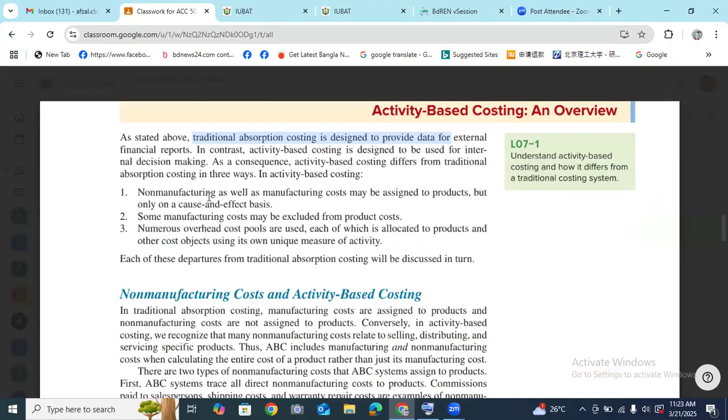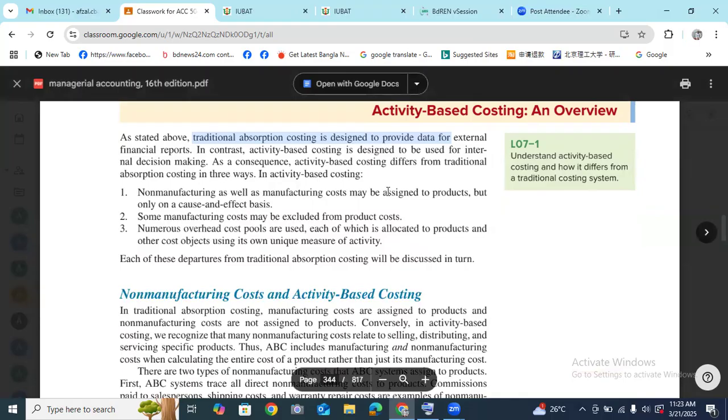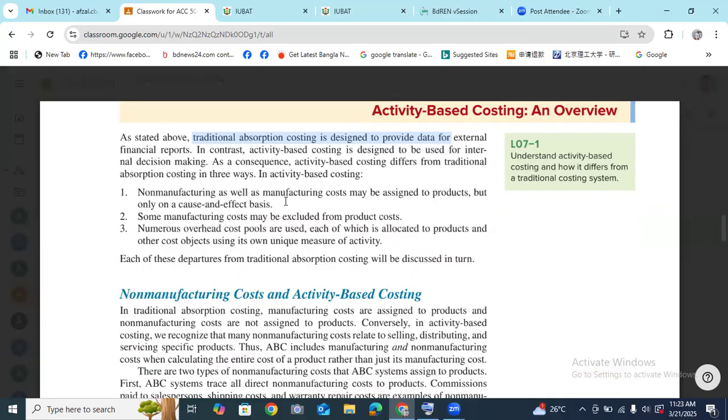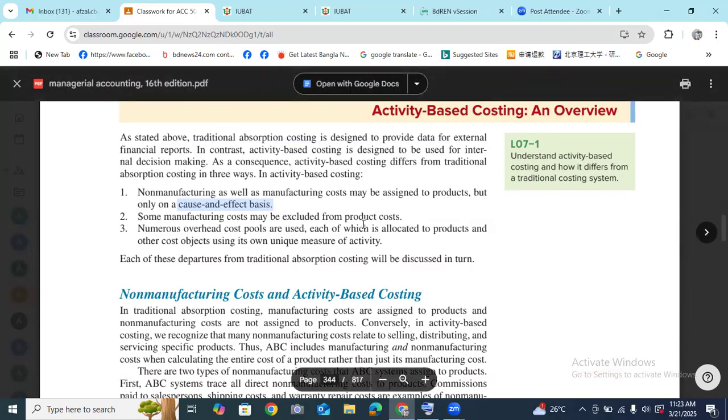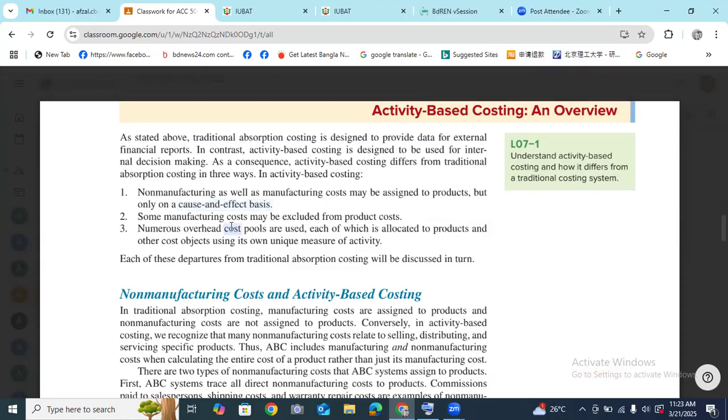In costing, manufacturing as well as non-manufacturing cost can be assigned to the product, but only on a cause and effect basis. That means there is the cost incurred, for example non-manufacturing cost, and then the effect is that you have to determine your new cost driver. Some manufacturing costs may be excluded from the product cost. Numerous overhead cost pools are used, so here your cost pools are numerous, and each of these is allocated to products and other cost objects.